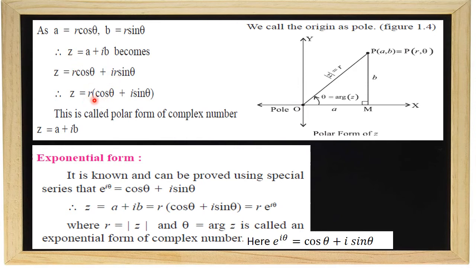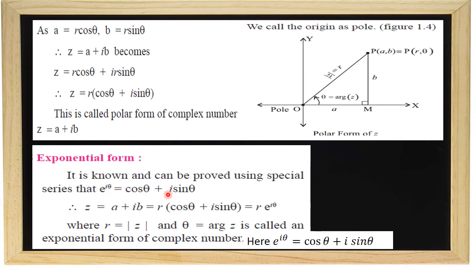This is called the polar form of the complex number z is equal to a plus ib. Then the exponential form. We know e raised to i theta. We can prove that e raised to i theta is equal to cos theta plus i sin theta. We don't need the proof of this, but just keep in mind that e raised to i theta can be written as cos theta plus i sin theta.